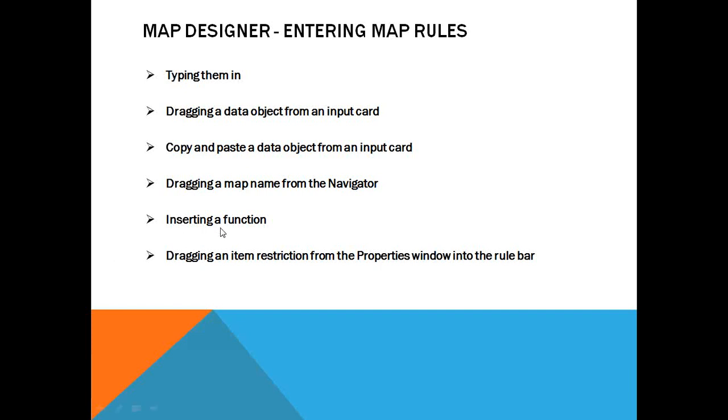If you don't know what the function is and how to use it, at the mapping rule tab you can right-click, and there will be an option, insert function. Yesterday I showed you, right? Insert function. By viewing those functions, if you click a function, it will come into the mapping rule. And dragging an item restriction from the properties window to the rule bar is nothing but again dragging an item.